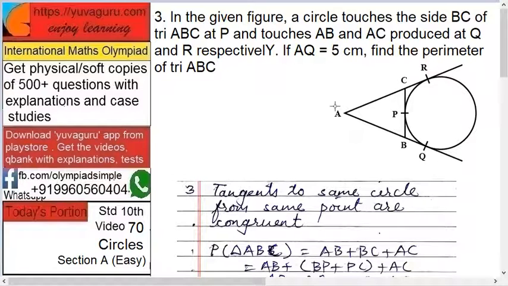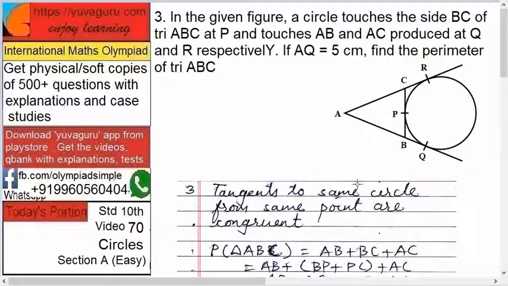are congruent. So AQ equals AR. That is the basic thing which we have to remember. The same rule applies to B also. So BQ equals BP. Similarly for C, CR equals CP. Right? So these three things we must always remember and move ahead.